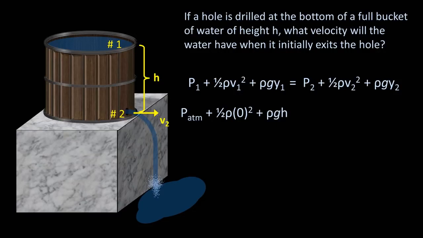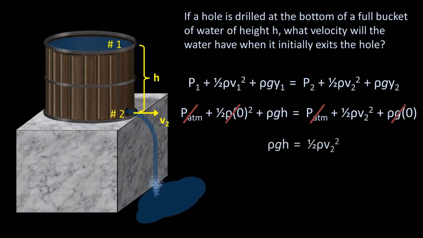Next we have P2. This may or may not seem intuitive, but if point 2 is located just at the lip of the exit hole, the water here is also exposed to atmospheric pressure. So P2 is also P atmosphere. v2 is of course what we are solving for, and y2, or the height of point 2 above the top of the marble block, is 0. So P atmosphere cancels out, and this term is 0, as is this one. This gives us density times little g times h equals 1/2 density times v2 squared. Densities cancel, and solving for v2, we find that it is equal to the square root of 2 times little g times h.